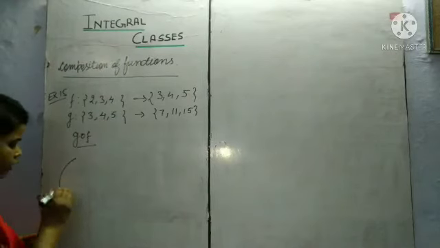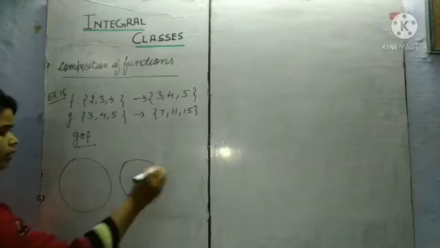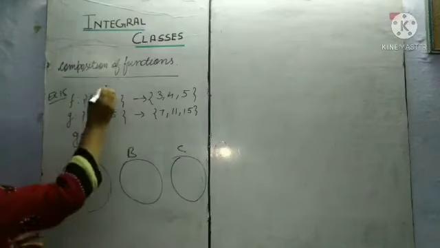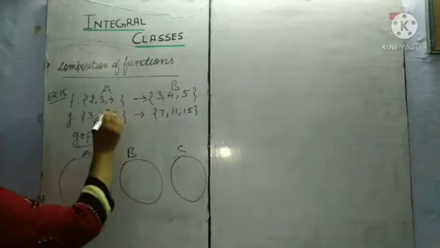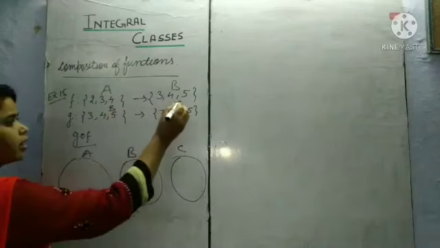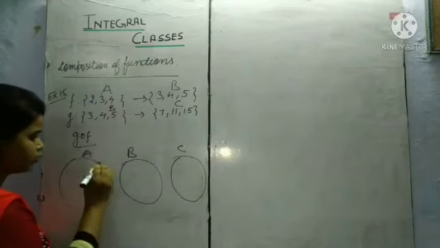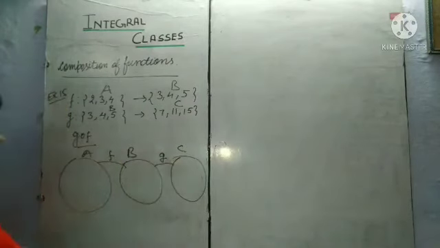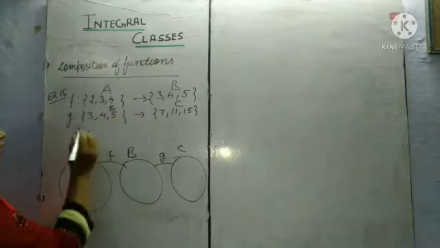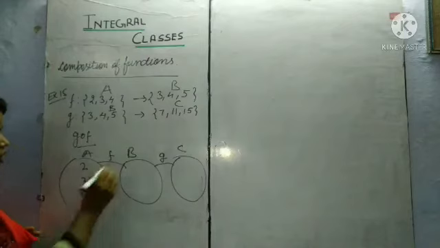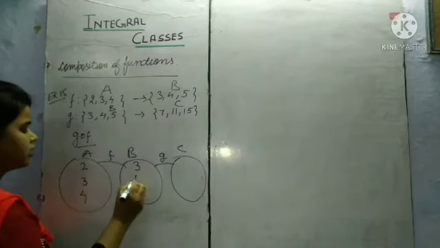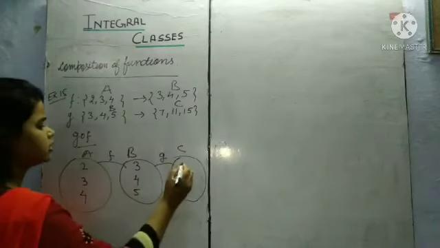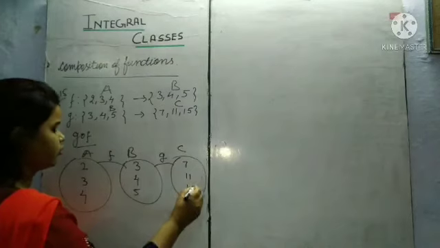First we will draw a Venn diagram with sets A, B and C. This is set A, this is set B, which is also B because these are the same, and this is C. Now function A to B is defined as f and B to C is defined as g. The elements of set A are 2, 3, 4. The elements of set B are 3, 4, 5. And the elements of C are 7, 11, 15.